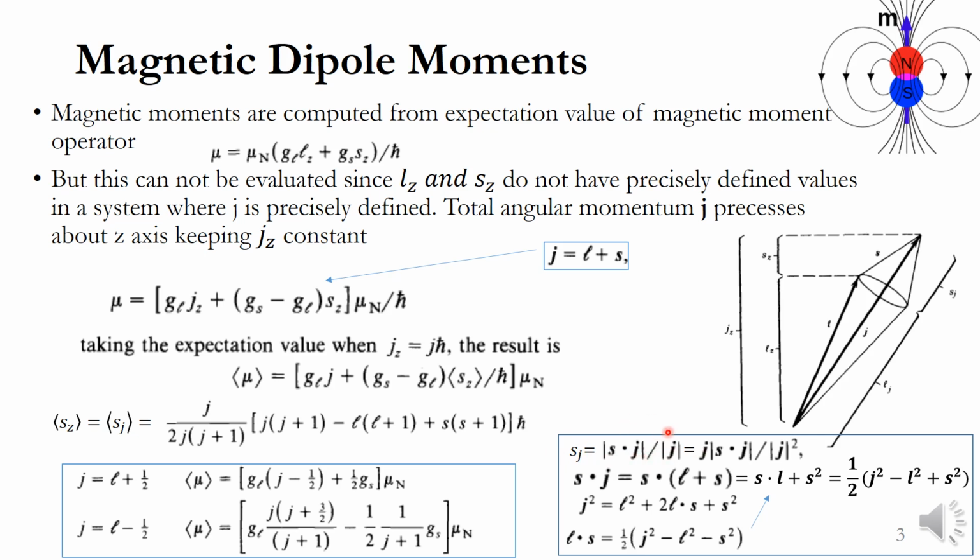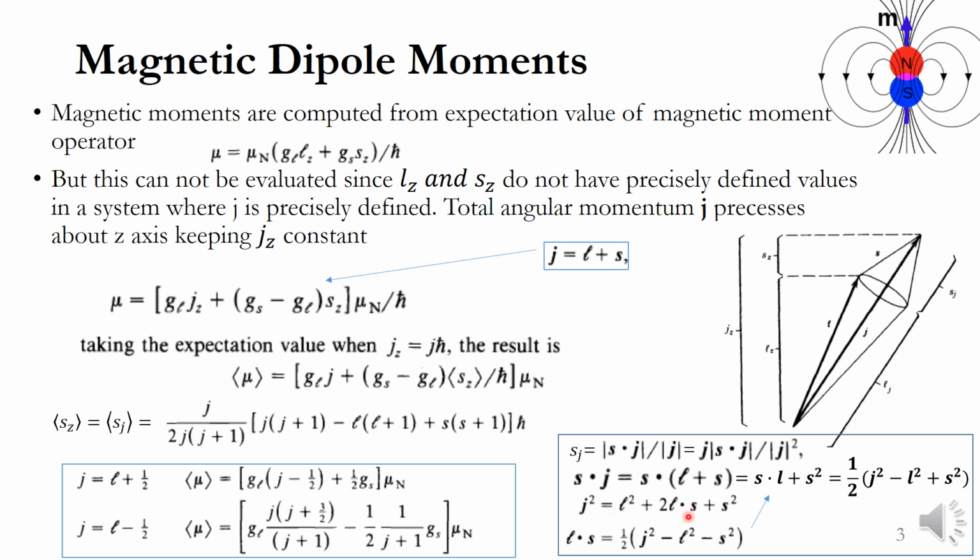Sj, the component of S along J, can be written as S dot J divided by the magnitude of J. Now taking one J on the upper side and the lower side, this becomes J into S dot J divided by J square, so that S dot J is calculated from S dot L plus S square.